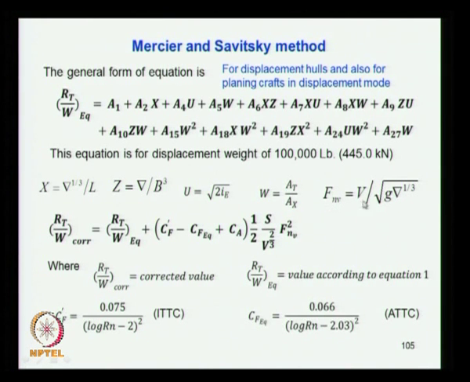Then the Froude number is depending on volume, so this is the Froude number definition, V by square root of g into volume displacement raised to 1/3. So this is the Froude number used, it is not the length Froude number used here, it is the volume displacement based Froude number.